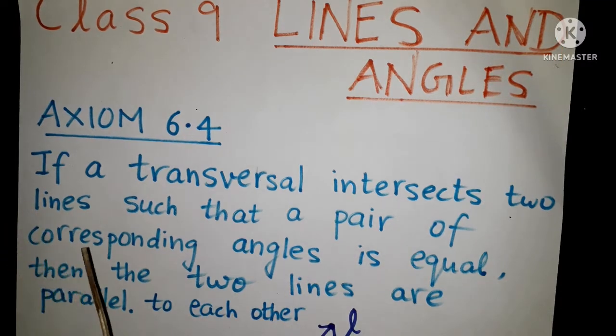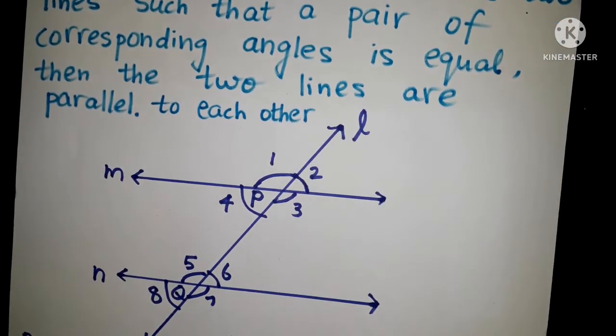This axiom states that if a transversal intersects two lines such that a pair of corresponding angles is equal, then the two lines are parallel to each other. Let us look at this diagram.